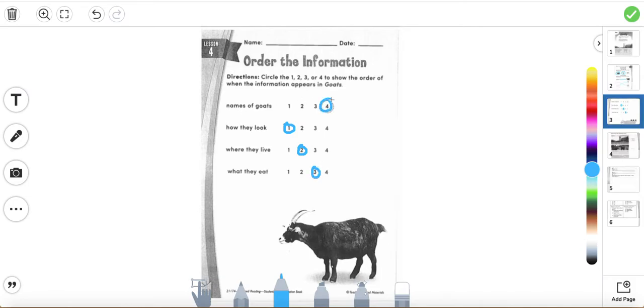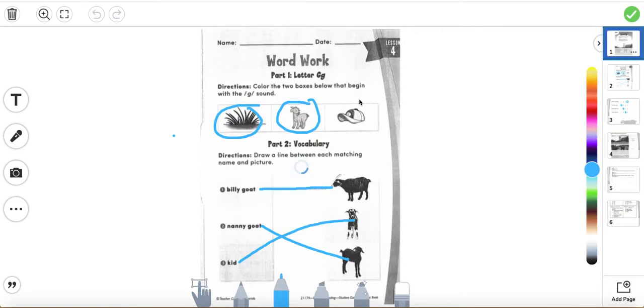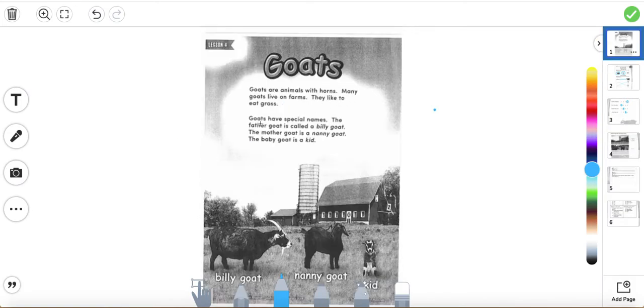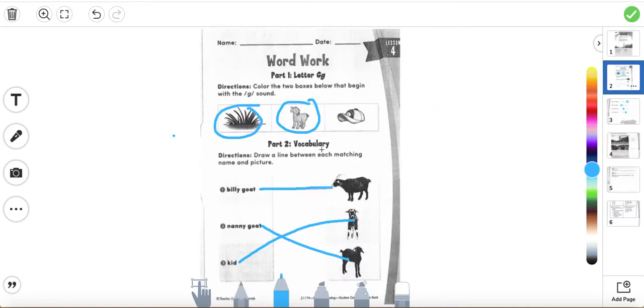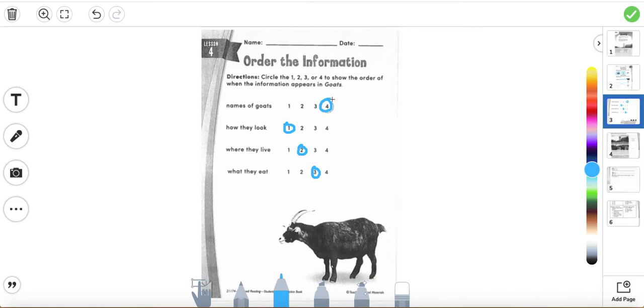We'll go to the story just to check, to make sure. So goats have special names. The father goat is called a billy goat. The mother goat is a nanny goat. The baby goat is a kid. So yes, the last thing that the story tells us is the names of goats.